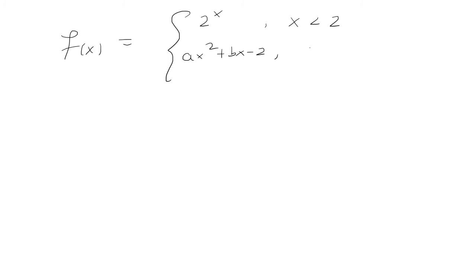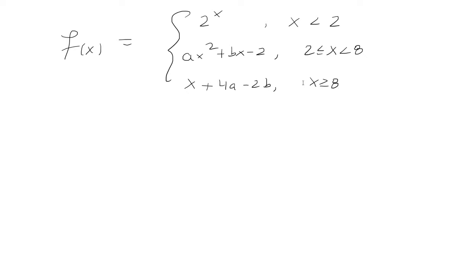Consider the function f of x, where f of x is equal to 2 to the x if x is less than 2, and it's equal to ax squared plus bx minus 2 if 2 is less than or equal to x less than 8. And finally, it's equal to x plus 4a minus 2b if x is greater than or equal to 8.